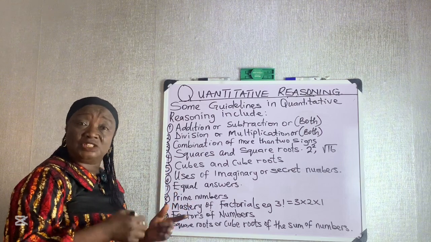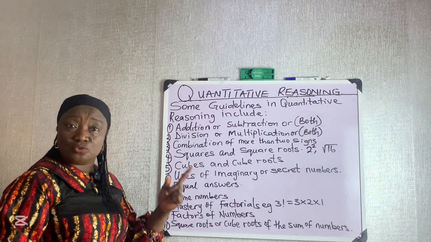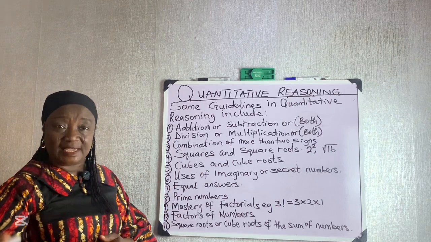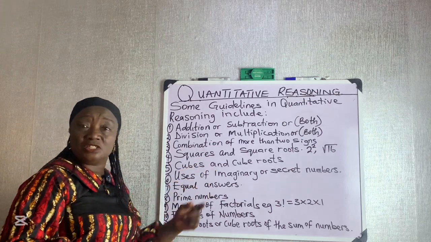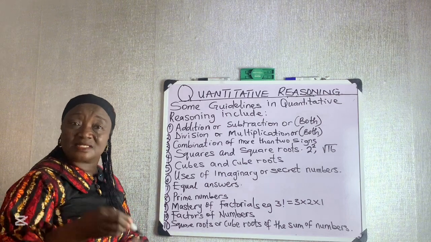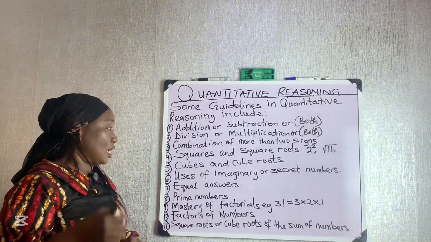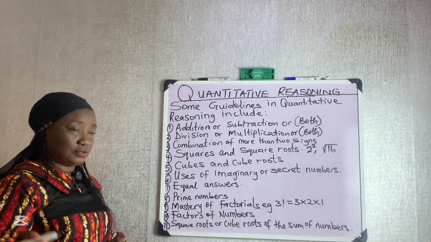It can be 2 changing to 10. 2 times 5 can be 10. It can be 3 changing to 18. 6 times 3 is 18, and so on and so forth.